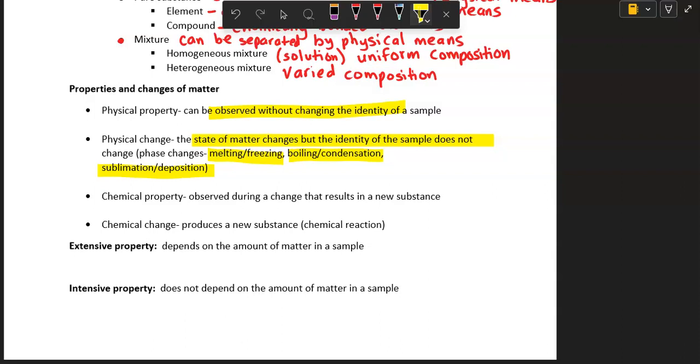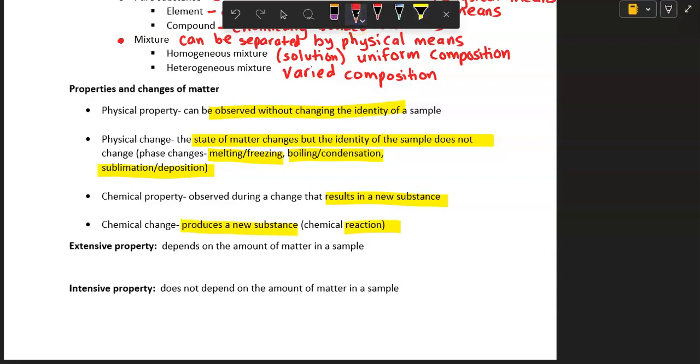Chemical properties are properties that have to be observed during a change. So they result in a new substance. This is going to be things like, does it react? Is it acidic? Is it capable of rusting? Is it capable of tarnishing? Anything that is an ability, okay, is going to be a chemical property. Chemical changes are ones that produce a new substance. So this is going to be our reactions. When we start talking about reactions, we're talking about chemical changes.